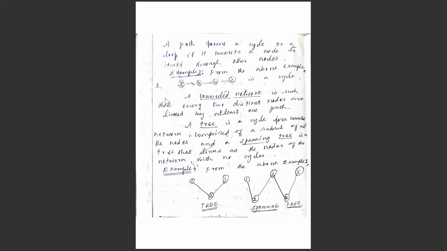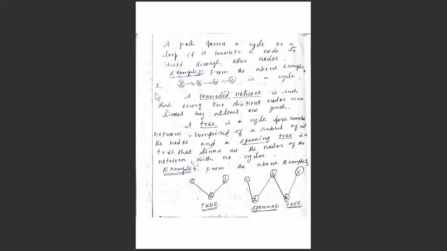What is a connected network? A connected network is such that every two distinct nodes are linked by at least one path. So if in the given network every two distinct nodes are linked by at least one path, then you say that the given network is a connected network. Example 1 is a connected network because all the nodes are connected by at least one path.